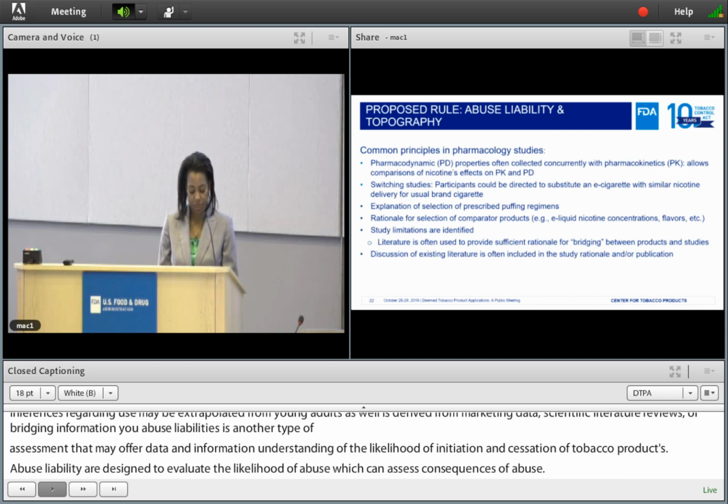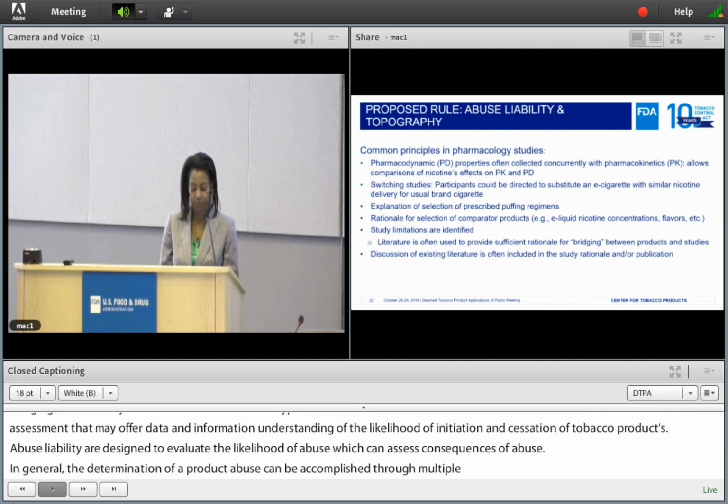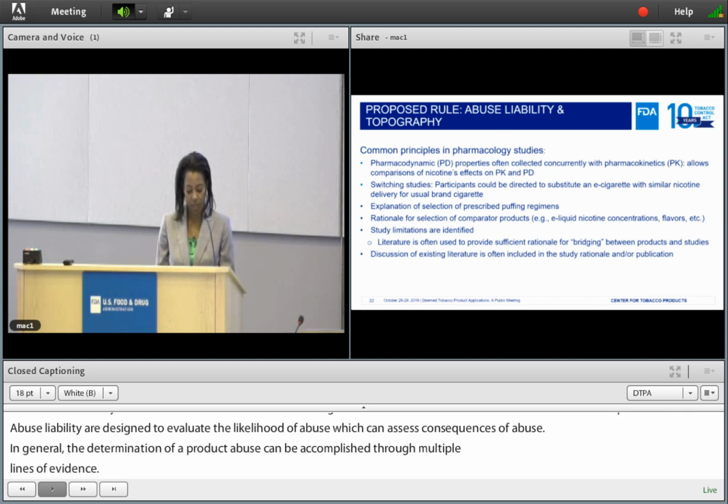Study design information that is helpful for FDA in reviewing pharmacology studies includes comparison of nicotine's effects on pharmacodynamic, PK and PD, switching studies, explanation of selection of prescribed puffing regimens, rationale for selection of comparator products, study limitations are identified, and discussion of existing literature.